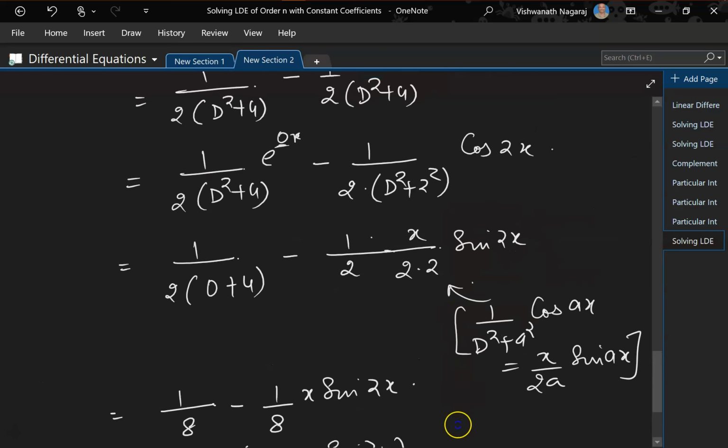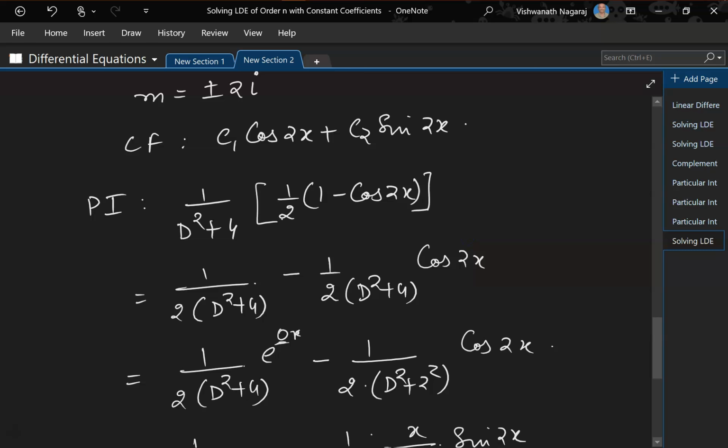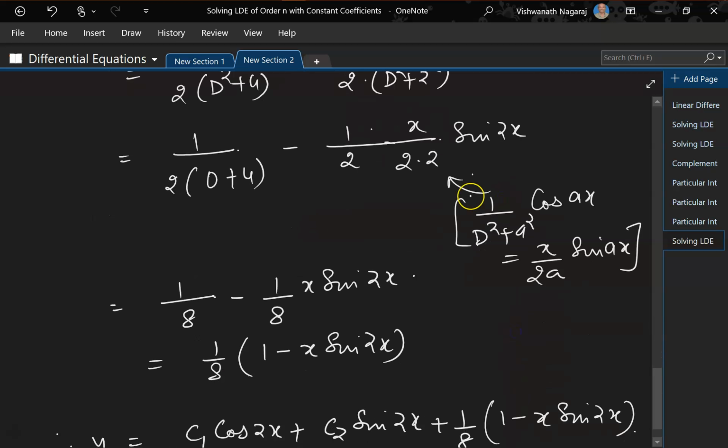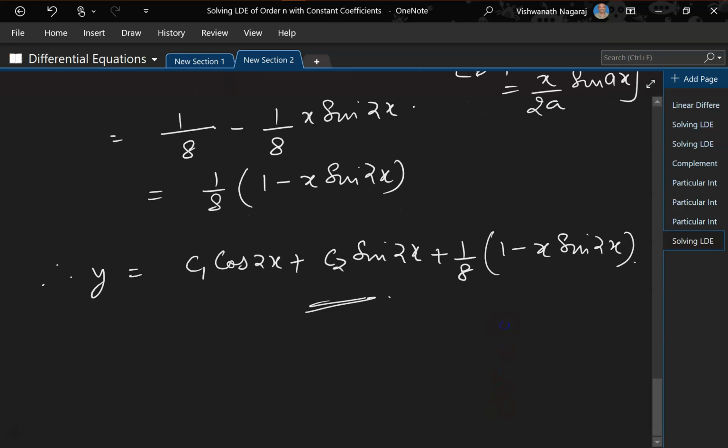Okay, so here the tricky part is that sine 2x, you have to take it in this particular form. That is the tricky part. And second thing is, you have to remember this particular result which we derived in the previous session.